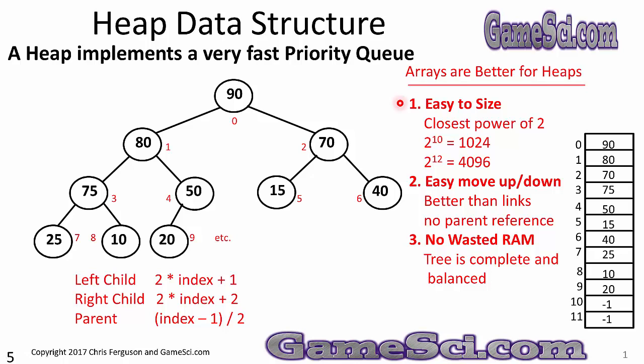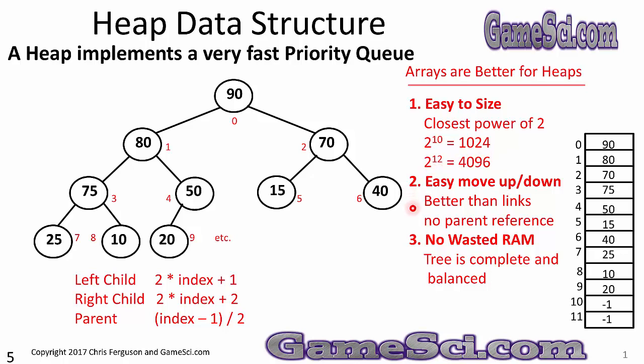Number one, it's easy to size the binary tree to a one-dimensional array. Pick the closest power of 2. 2 to the 10th equals 1024. If you want to create a priority queue with about 1,000 items in it, allocate 1024 slots in the one-dimensional array. What if you need to store up to 4,000 items in your priority queue? 2 to the 12th is 4096. That array will hold a 12-level binary tree.